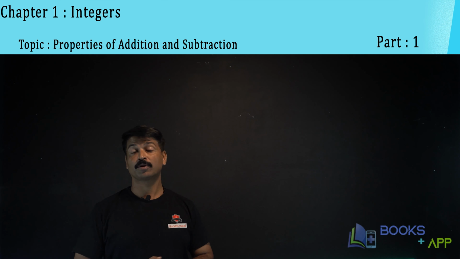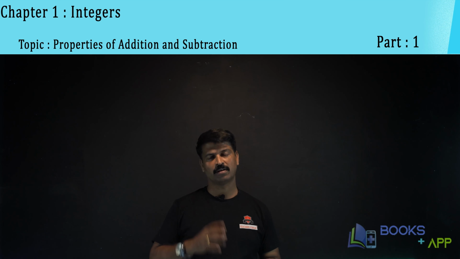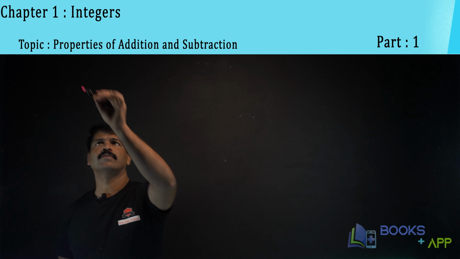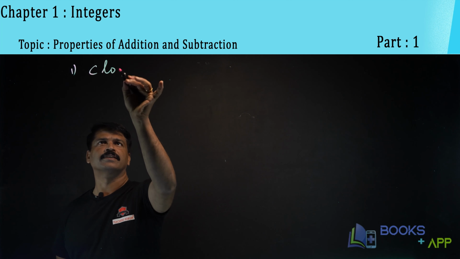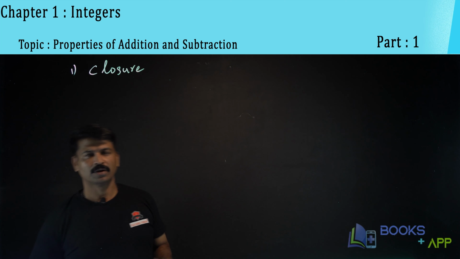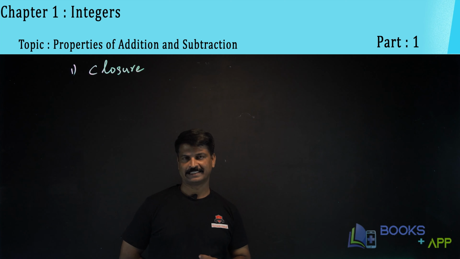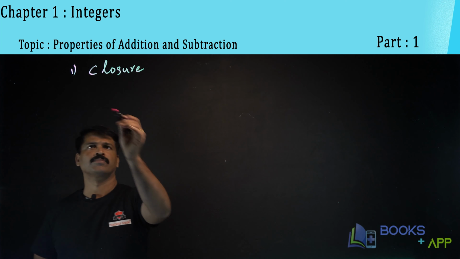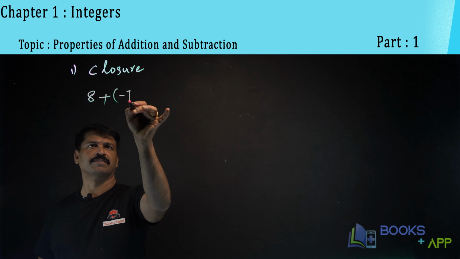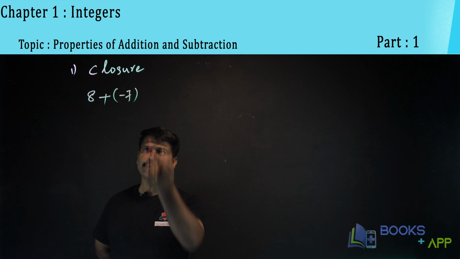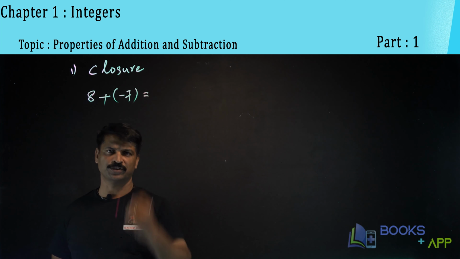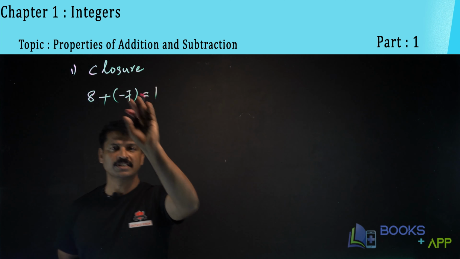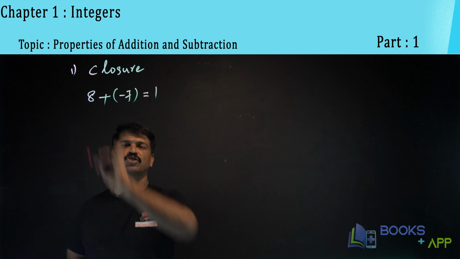Now let us discuss the properties of addition and subtraction of integers. The first property we are going to discuss is the closure property. You have learned about this property in your previous classes when we discussed whole numbers. Closure property means you take any two integers and you add. For example, 8 plus minus 7. These two are integers. When you add, what is the answer? 8 minus 7, that is 1. From the greater number, subtract the smaller number and put the symbol of the greater number.